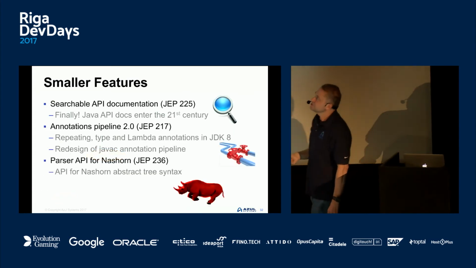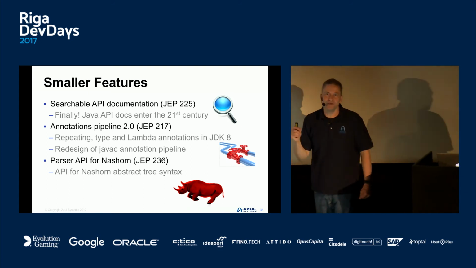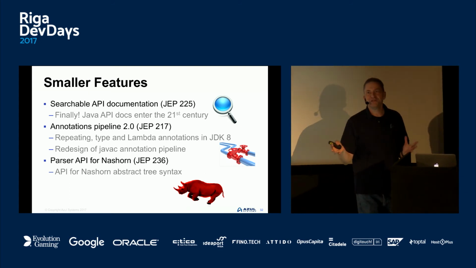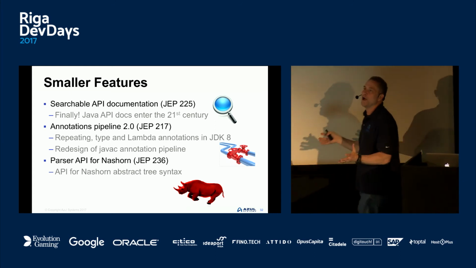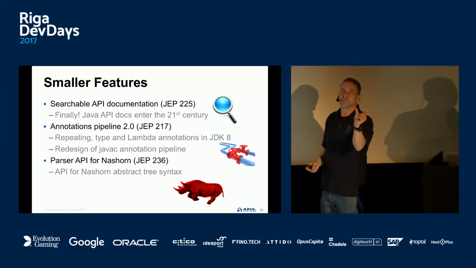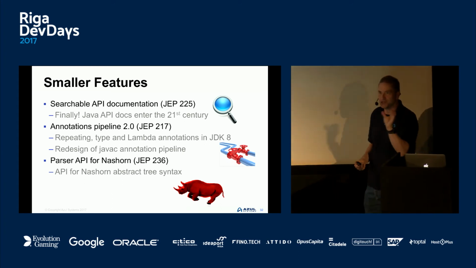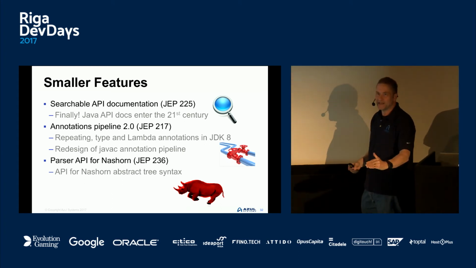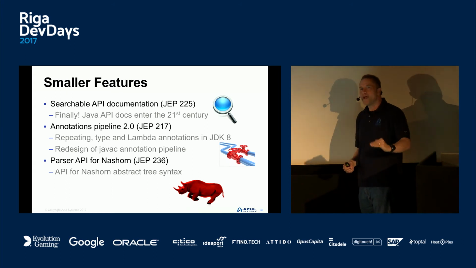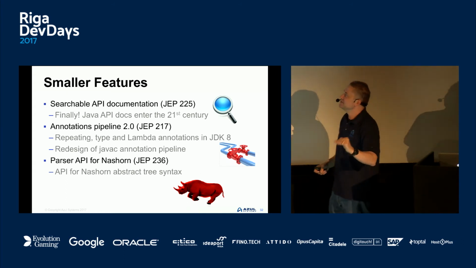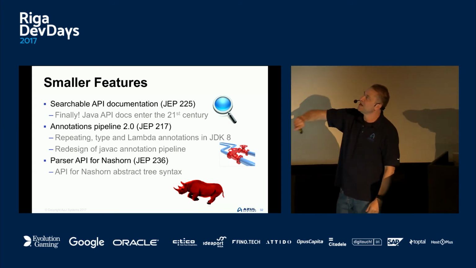A couple of smaller features. Searchable API documentation. This is my favorite feature in JDK 9 by a long way. The fact that you now have a search box in the JDK API documentation, and you can just search for what you need rather than having to scroll all the way down. Because string is a long way down, and so when you want to find something like that, it's much easier.